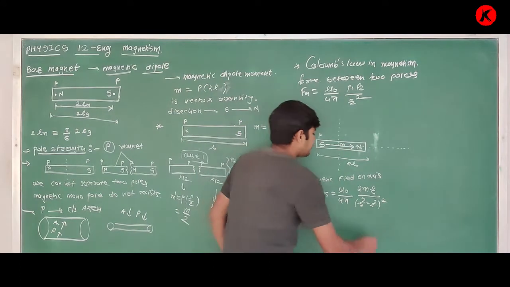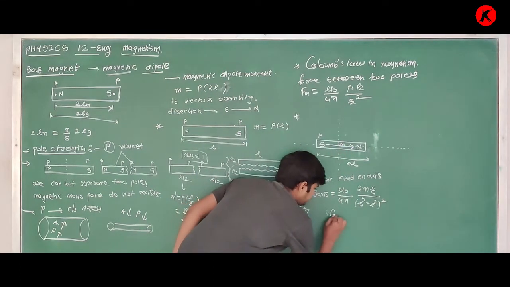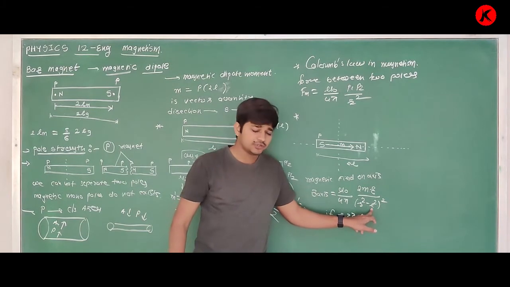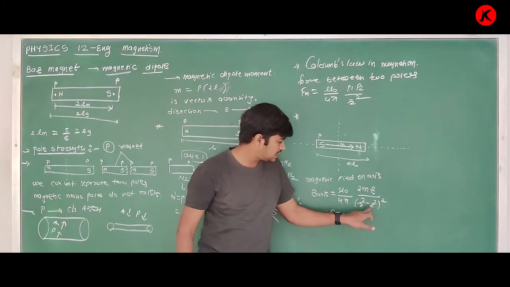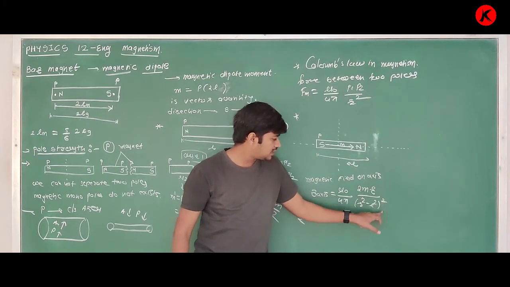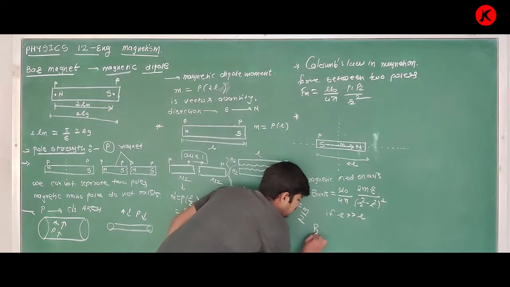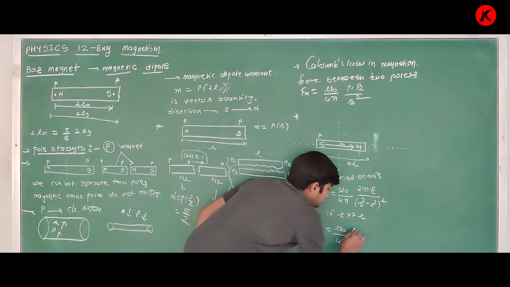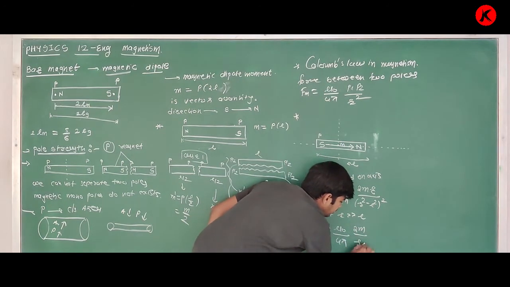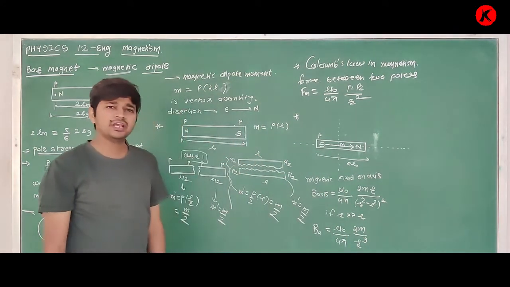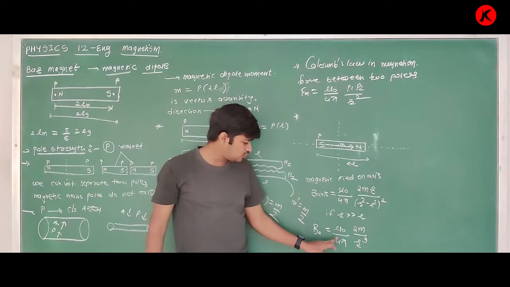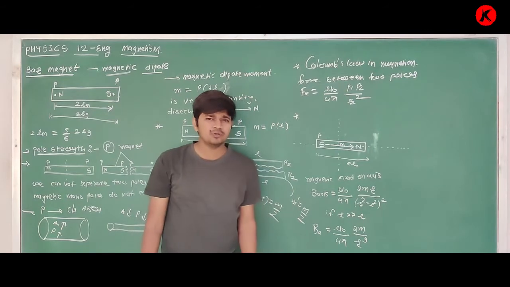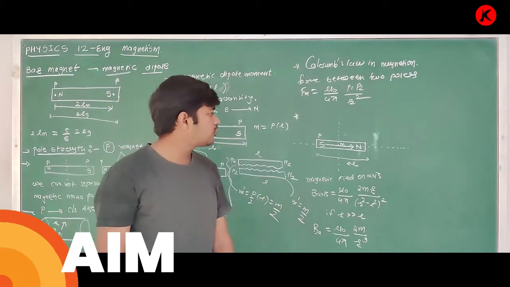Okay, if r is very much greater than l, then you have to write l is equal to 0, and r to the power 4 cancels with the other. Then B on axis is mu 0 upon 4 pi, 2M upon r cube. Okay, and it is similar to 1 upon 4 pi epsilon 0 into 2p upon r cube, like an electric dipole. Okay, so yes, from that you can also remember.